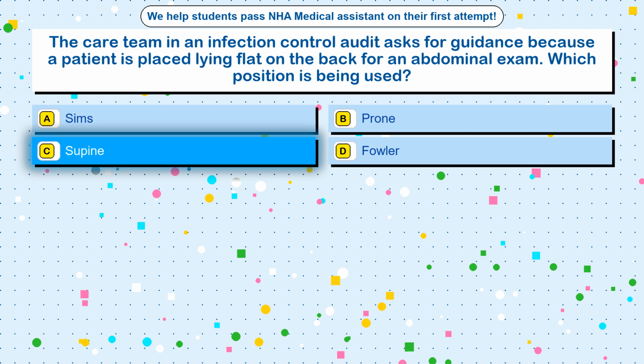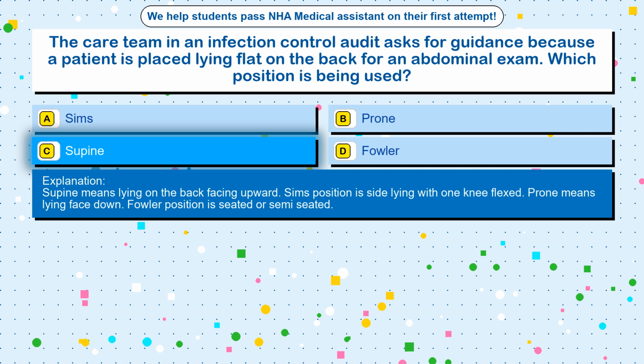The correct answer is option C, supine. Supine means lying on the back facing upward. Sims position is side lying with one knee flexed. Prone means lying face down. Fowler position is seated or semi-seated.